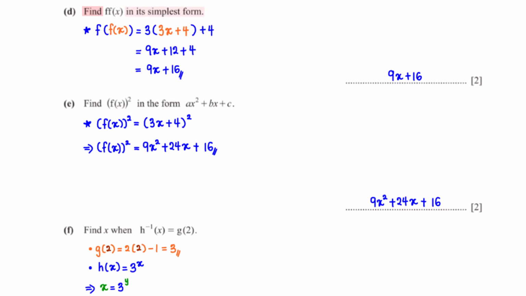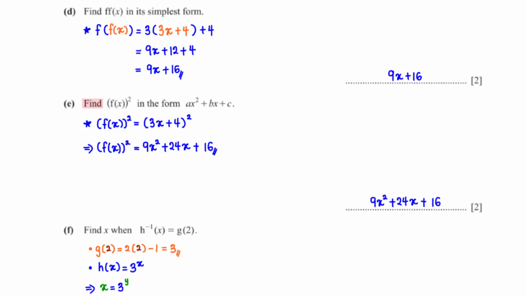Find f of f of x in its simplest form. To get f of f of x, we replace x in f of x with f of x. So we have 3 times 3x plus 4 plus 4. When we expand the brackets, 3 times 3x is 9x. 3 times 4 is 12. 12 plus 4 is 16. So we have 9x plus 16.